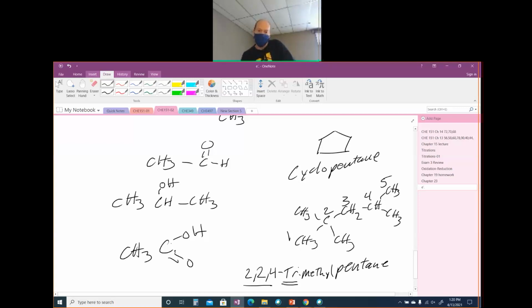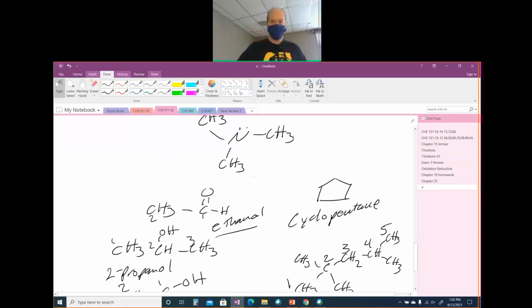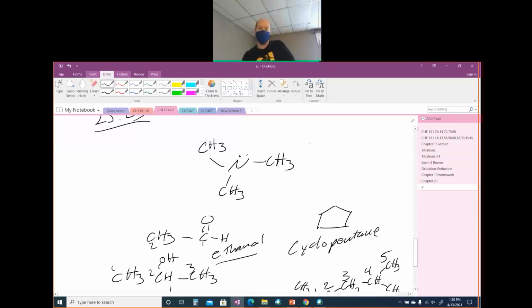This one is a carboxylic acid with 2 carbons, so this is ethanoic acid. This is a 3 carbon alcohol, a 2-propanol. This is a 2 carbon aldehyde, ethanal. And this one is an amine with 3 methyls, so that one is trimethylamine.